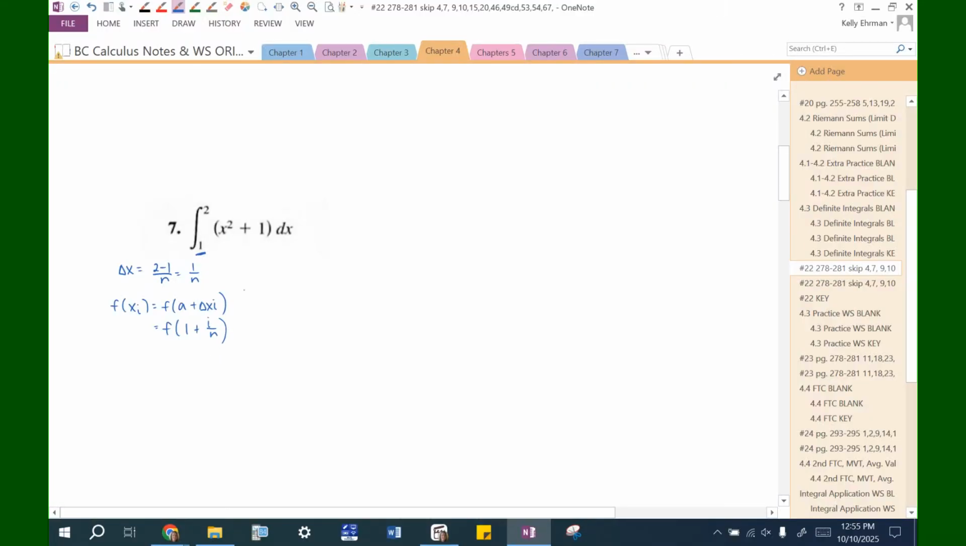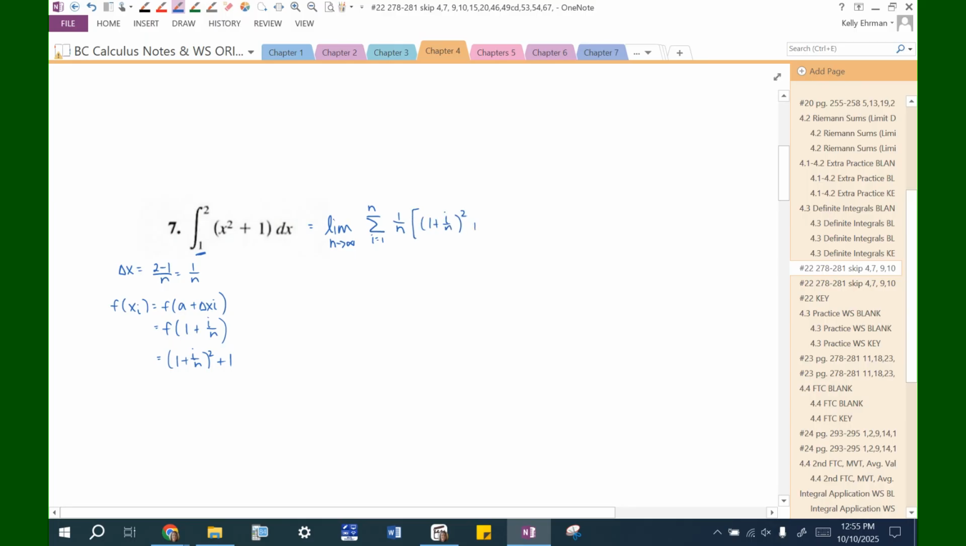And this f of x is a little more intricate. So we're subbing this expression in for x. So 1 plus i over n, squared, plus 1. That's f of x sub i. So this definite integral is exactly equal to its limit definition: the limit as n approaches infinity of the sum from i equals 1 to n of delta x times f of x sub i.